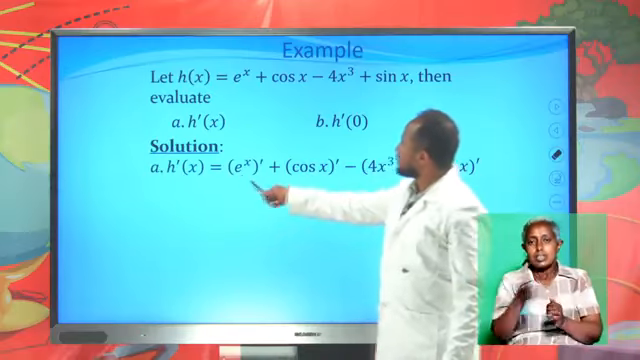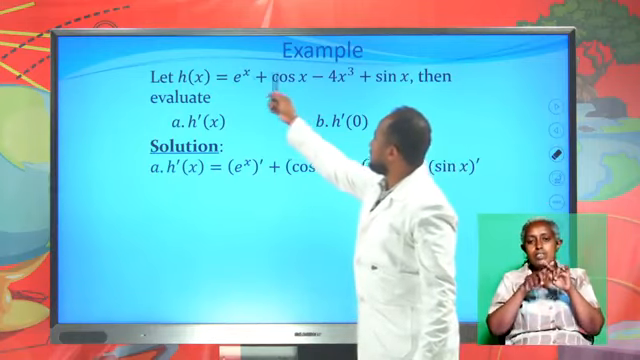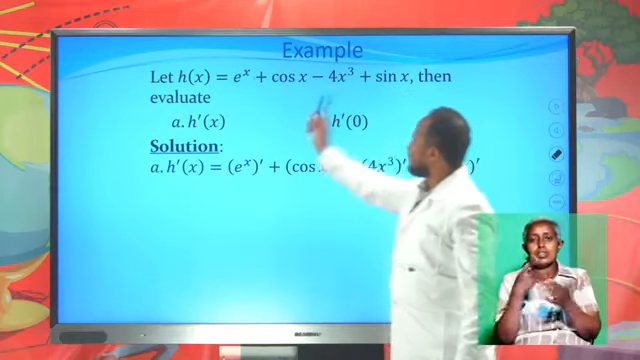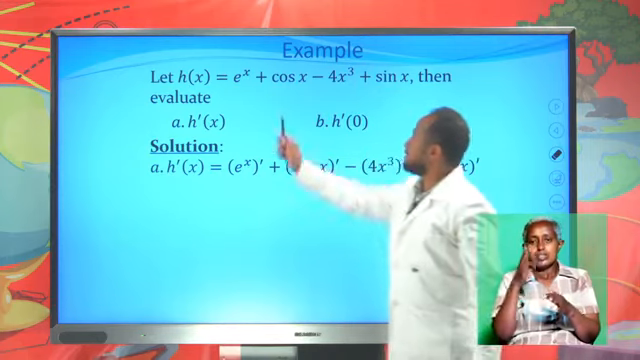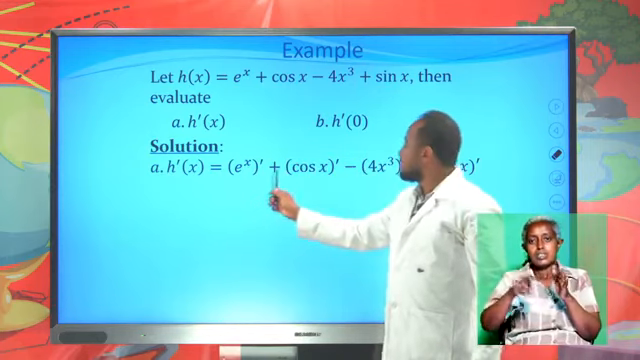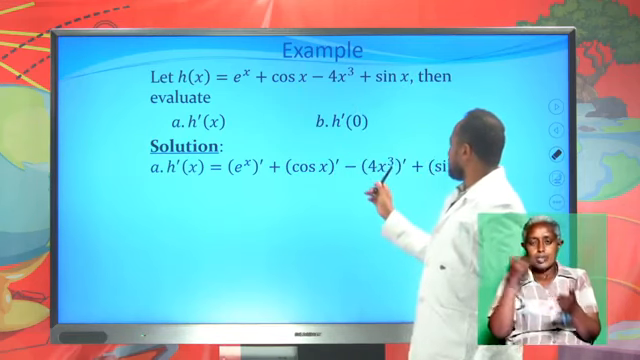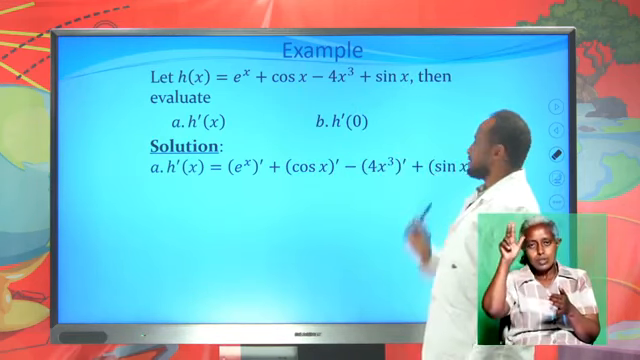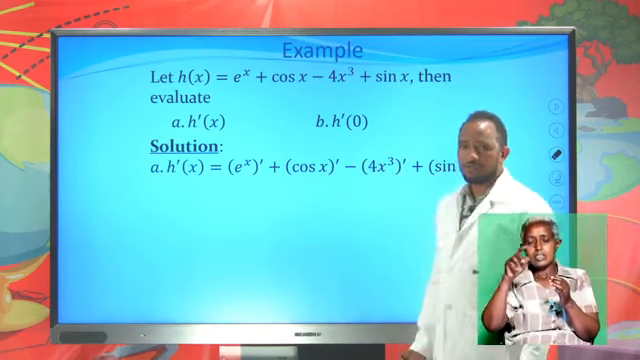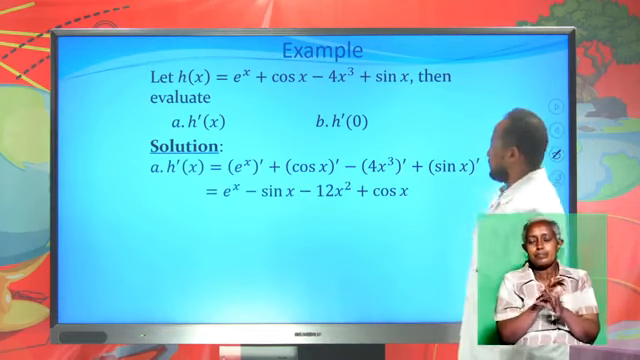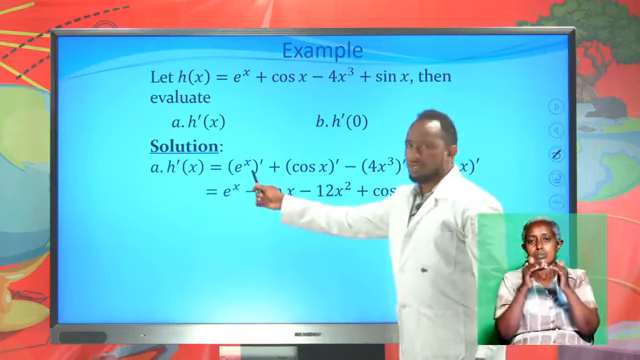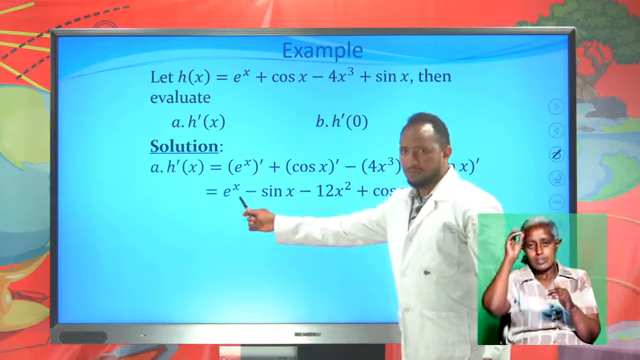H derivative of x means you can differentiate each function individually. Therefore, h derivative of x is the derivative of e raised to x, plus the derivative of cos x, minus the derivative of 4x cubed, plus the derivative of sin x. This is it. Therefore, this is equal to e raised to x, whose derivative is equal to itself. It's e raised to x.